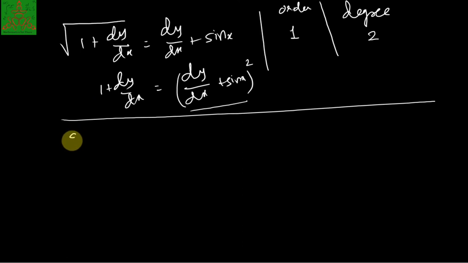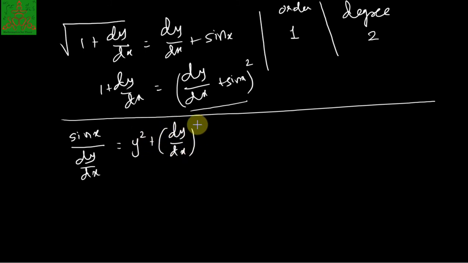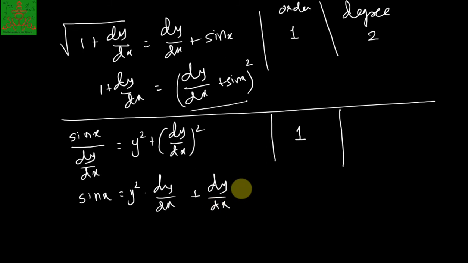Let's go for the next one. Let's say sine x upon dy by dx is equal to y square plus dy by dx whole square. Here the equation involves a fraction. The order is not affected, because the order is determined by the highest order derivative, which is 1. For the degree, we make the fraction a simple equation, so we can write sin x is equal to y square into dy by dx plus dy by dx whole cube. So the highest order derivative here is dy by dx, and its power is 3. So the degree will be 3 for this differential equation. Let's go for the next example.